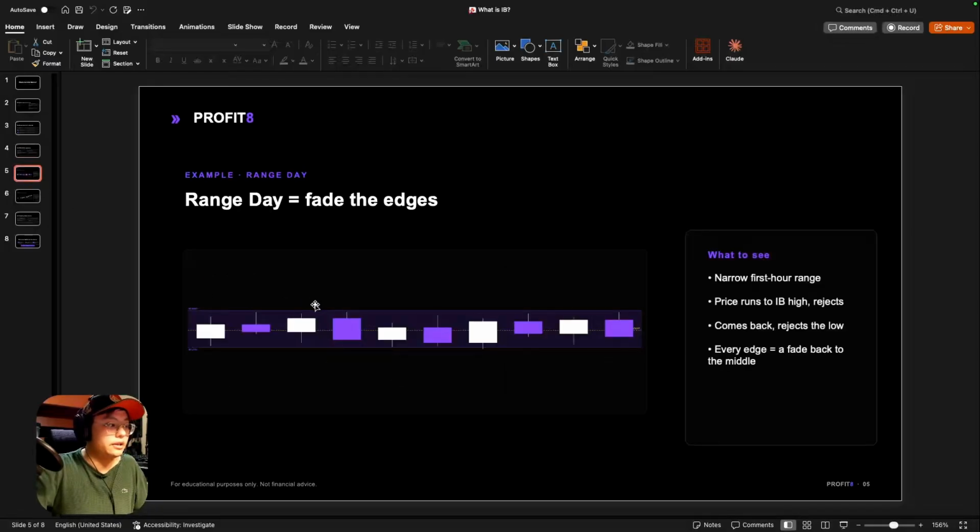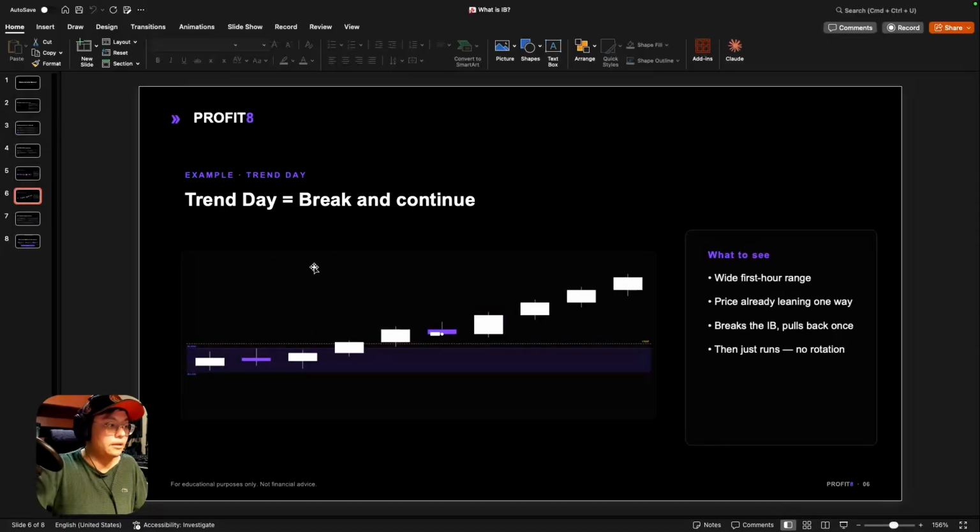So this is an example of what a range day looks like. It's consolidating inside a box. It's narrow, price runs back to IB high and rejects, or goes to IB low and bounces off. That's what a range day is. Then a trend day breaks off, it widens, and it keeps on going. It can retest IB high and just keep on going, or retest IB low and just keep on going.